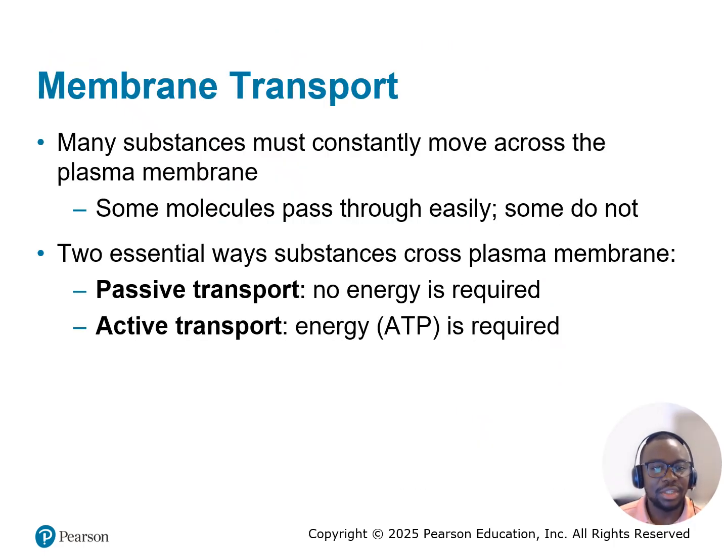Next, we turn our attention to membrane transport. Many substances must constantly move across the membrane. Some molecules pass through easily, some do not. Two essential ways substances cross the membrane include passive transport and active transport. Passive transport mechanisms do not require energy. Active transport mechanisms require energy in the form of ATP.